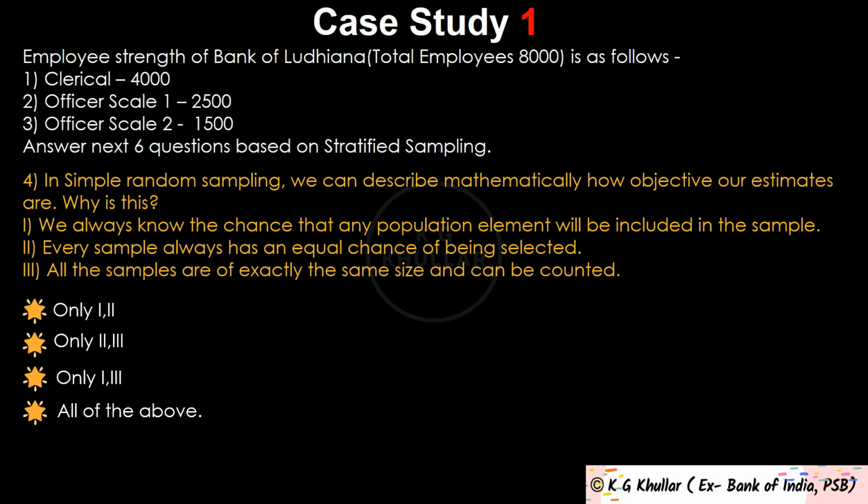Now friends, this is a theory based question. And I hope you all know what simple random sampling is. So with respect to this question, both statements 1 and 2 are correct. But statement 3 is incorrect, as the sample size may be different. Thus the correct option for the given question is option A.